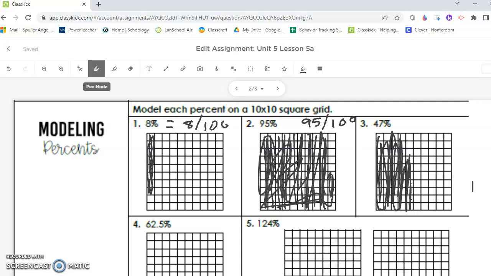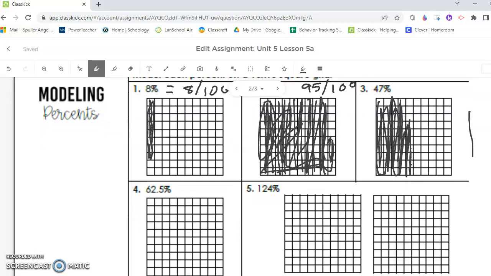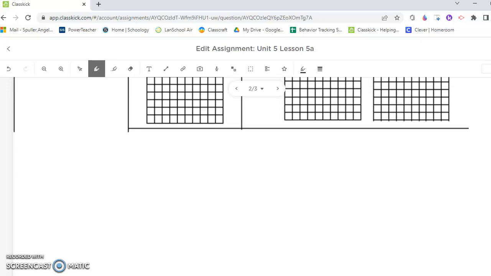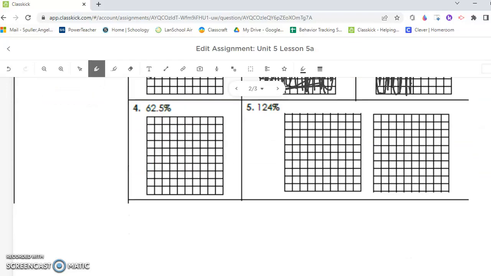Okay, pretty easy. All right, 62.5. Well, let's do this. Oop, where did it go? 62.5. So I'm doing 1, 2, 3, 4, 5, 6. So these are all colored in. And then I got to do 1 more, 2 more, and then .5 would be half of the second one. Okay.